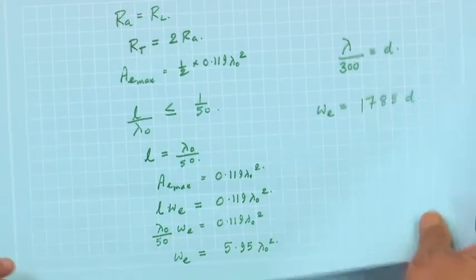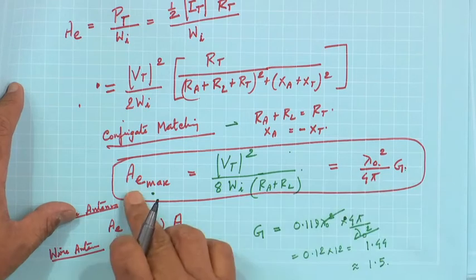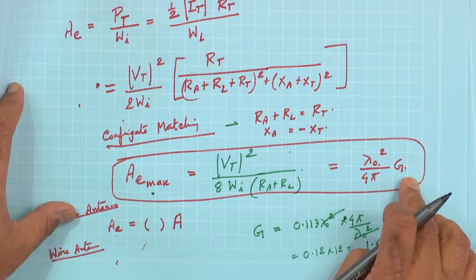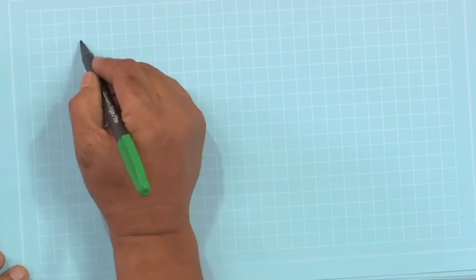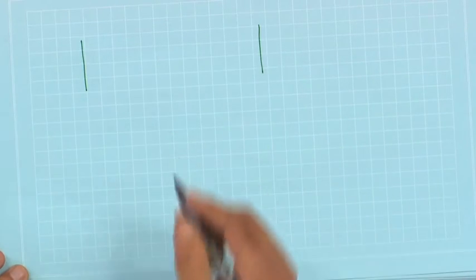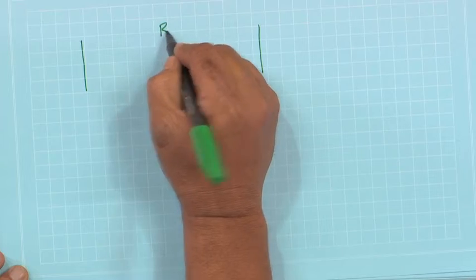So, this value I will use again in the next one. Now I will do a thought experiment to prove this formula, because I have not proved it. That means, what is the relation between transmitting gain and effective aperture Ae max? So, that I will prove now. For that, consider two antennas separated by a distance r.